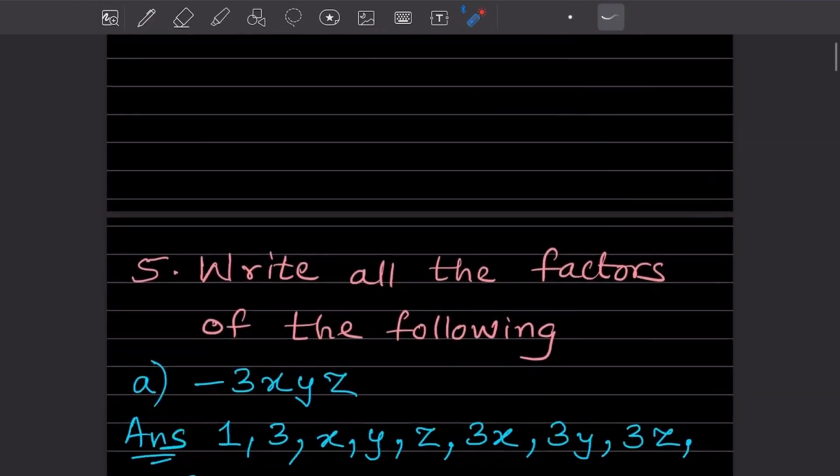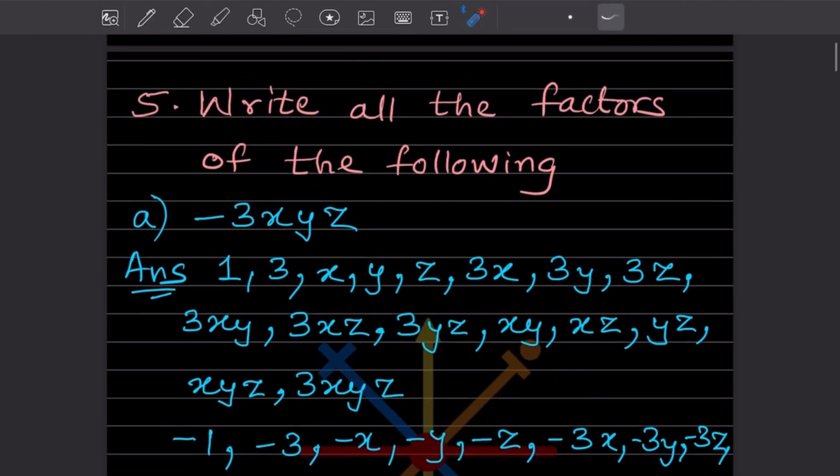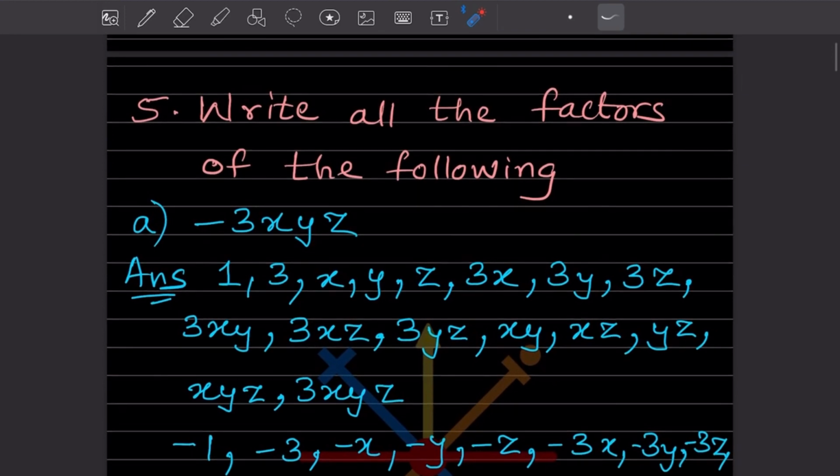Okay, now we will go for the factors. So now we are going to see the factors. Now just concentrate on this one. See here, they are given this number and we have to find out all the factors of it. So what we will do, this minus sign for time being, we will keep it at side first.